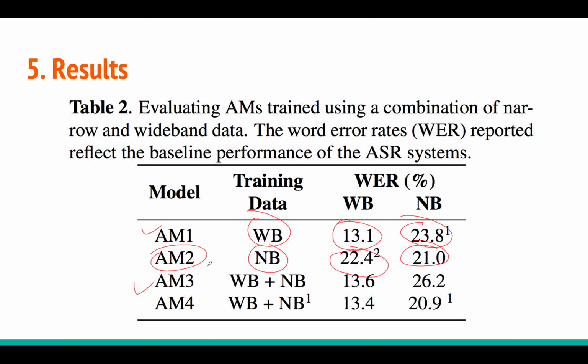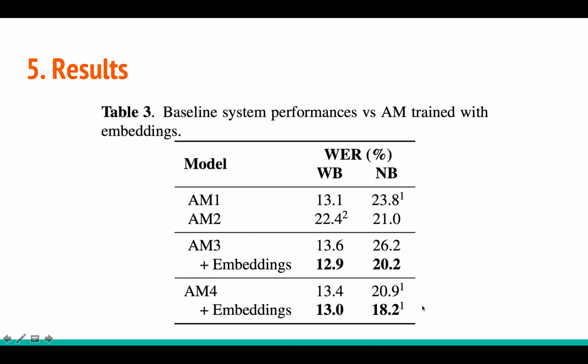Coming to AM3, it is basically combining wideband and narrowband, simply mixing them together and testing with these two. We still get bad results. And AM4 is basically upsampling narrowband to 16 kilohertz and combining it with the wideband, and it still doesn't give you that much improvement, right? So this is how the systems are, and this is how the accuracies are.